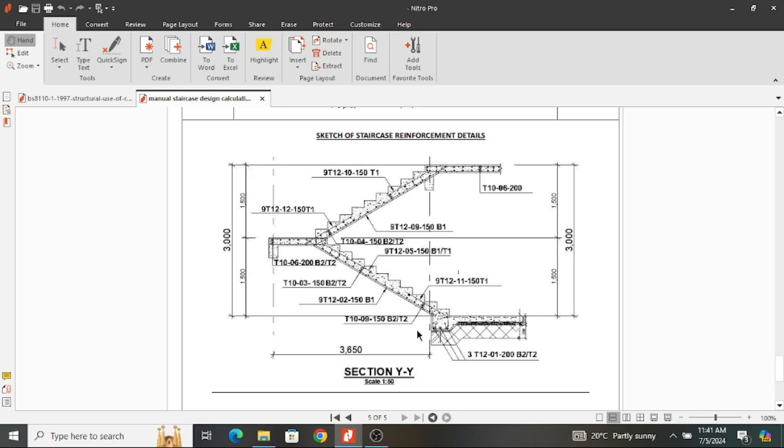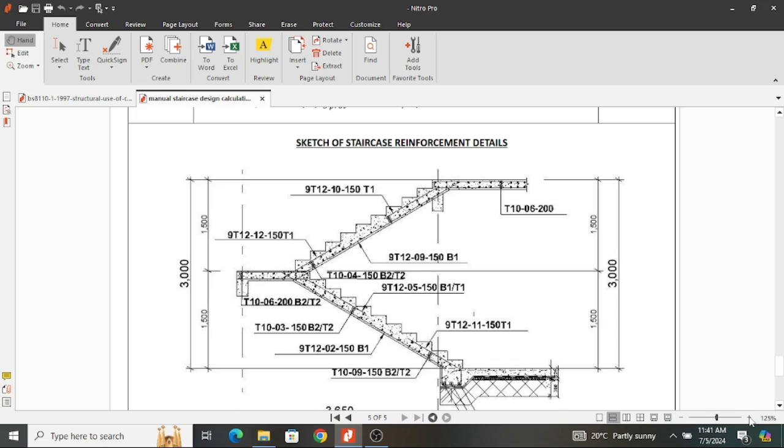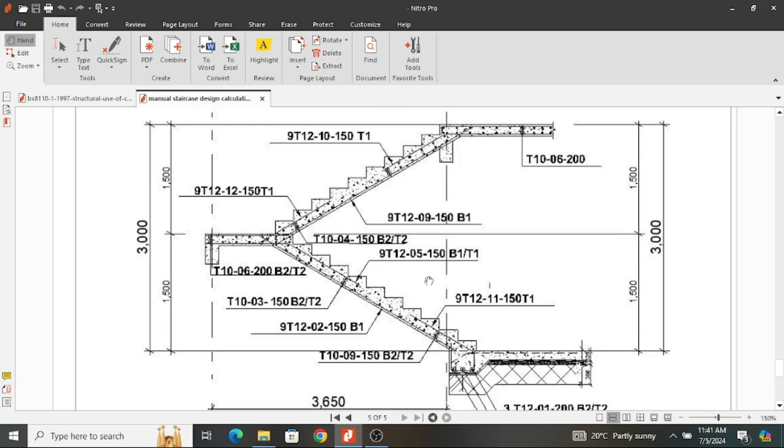And now let's examine this. I think I need to increase it so that we can see. For the first flight, we have the main reinforcement. This is a top reinforcement. We have opted for 9 T12 at 150. Remember, we provided 12 millimeter bars spaced at 150.